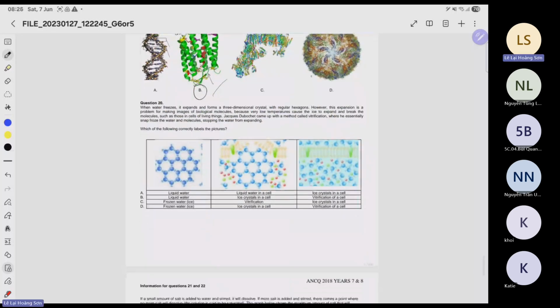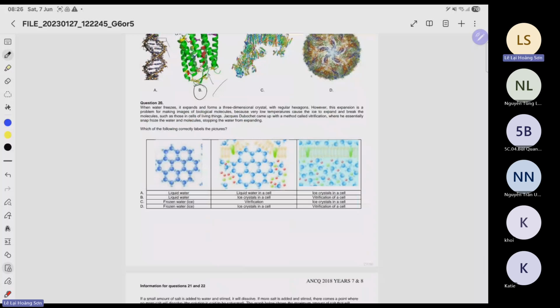All right, which is the correct label of structure? Okay, read through the question. When water freezes, it bends and forms the three-dimensional crystal, a regular hexagon. Expansion in the biological molecules causes it to expand and break the molecule in the living cells. Vitrification essentially snap-freezes water and molecules, stopping the water from expanding.